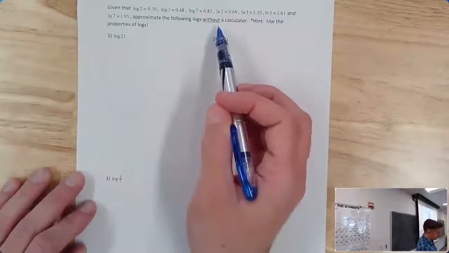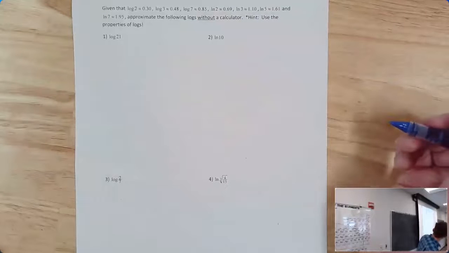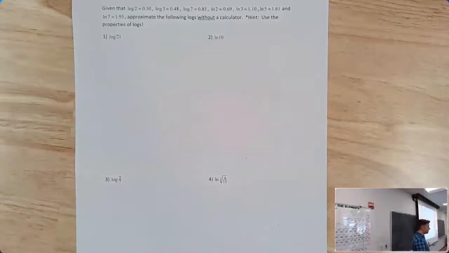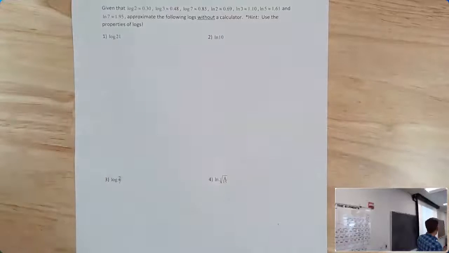Approximate the following logarithms without a calculator. The whole point of this question really is to force you to use the properties of logarithms so that we can then evaluate these things. So in my whole list here, I don't have log base 10 of 21. Yes, I could totally just plug it into a calculator and get an answer. But the point is to not do that. The point is to test our ability to use the properties of logarithms.